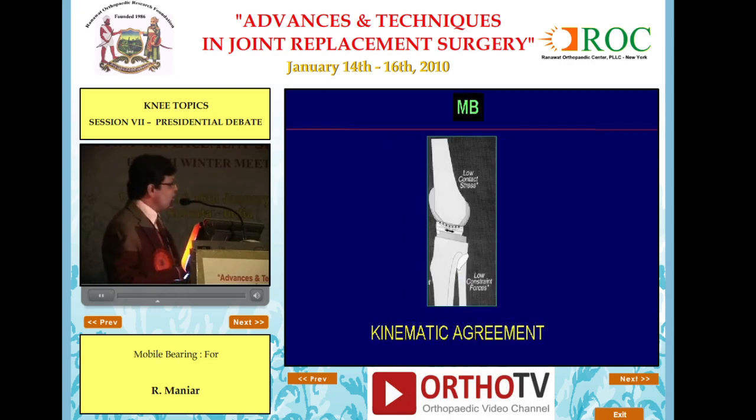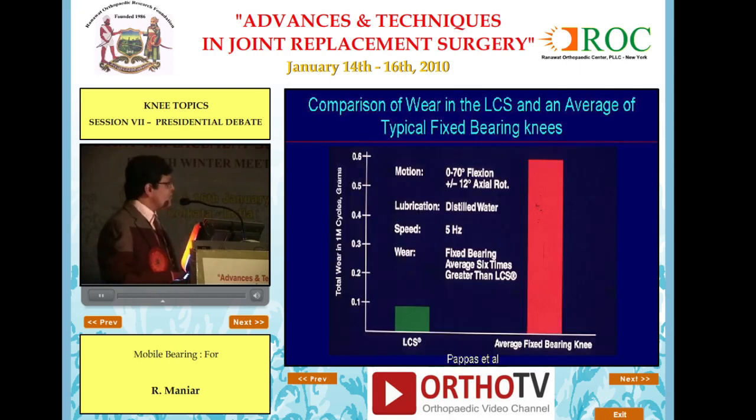Whereas in the mobile bearing knee, we have a large area of contact at the articular surface, and there is a decoupling of rotational movement at the undersurface, and thus there is low contact stress, low constraint force, and hence a kinematic agreement. This is the lab data which showed that there is 6 to 7 times less wear when you use mobile bearing compared to the fixed bearing knees.